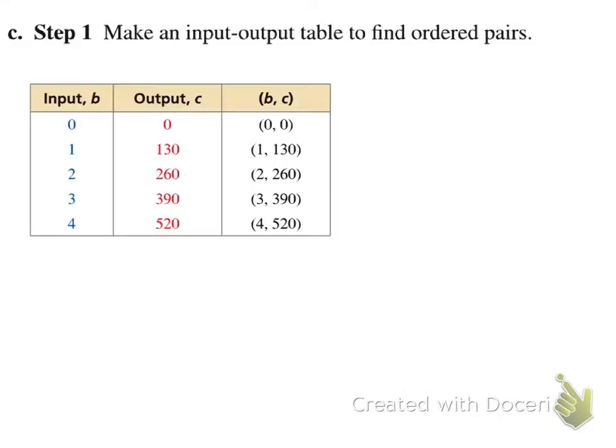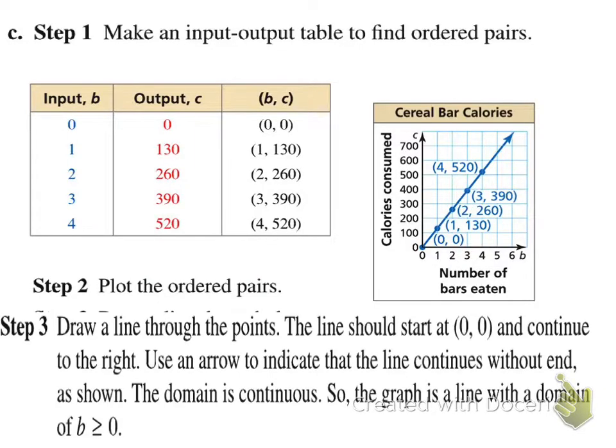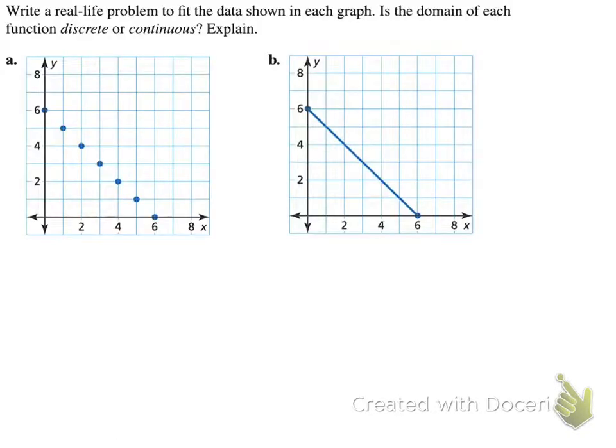Yep. Make the input bigger. There we go. I just made it bigger. And it says draw the line through, because the arrow indicates that we can eat part of a bar. Half a bar, quarter of a bar. And that's about it.